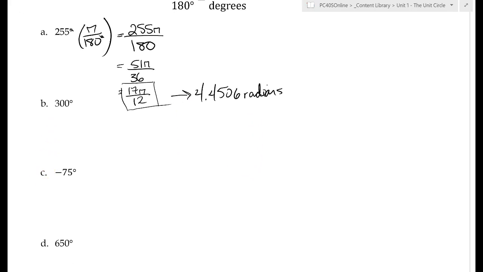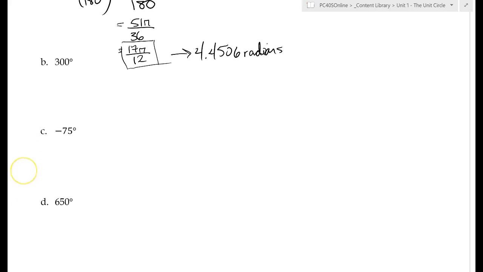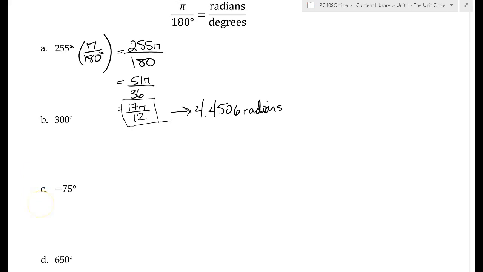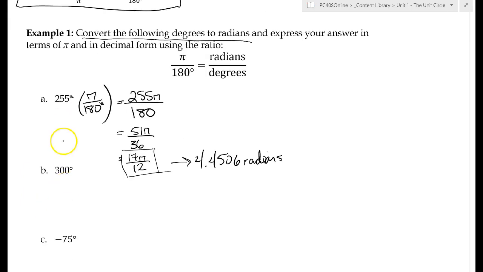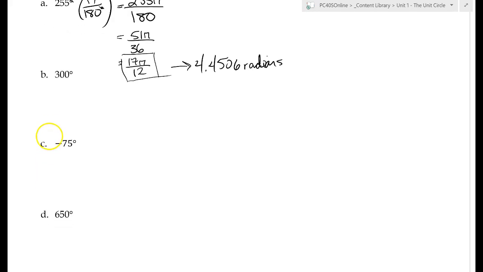So pause the video right now and try the next 3 examples on your own using the exact same method. We're doing the exact same thing, degrees to radians, so you're not even going to have to flip this ratio around.